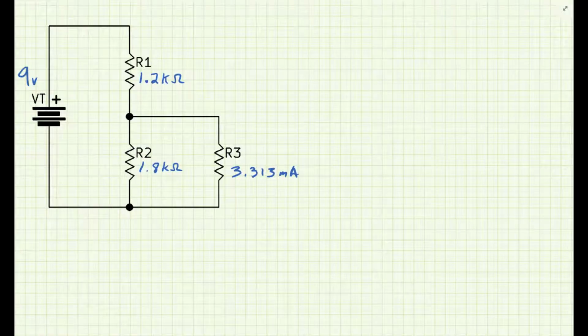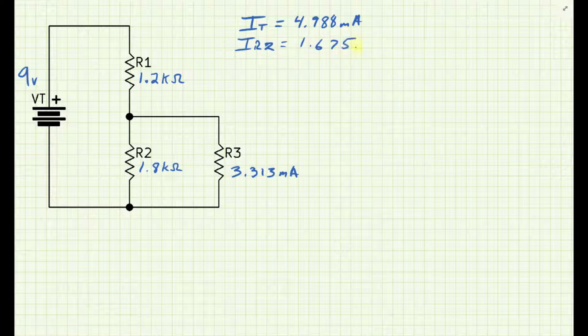There's my circuit with just my given values again. So let's bring I total back. I total was found to be 4.988 milliamps, and IR2 was found to be 1.675 milliamps.